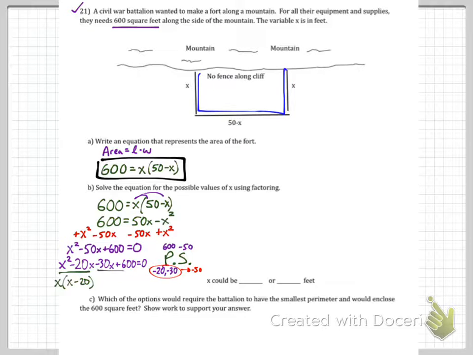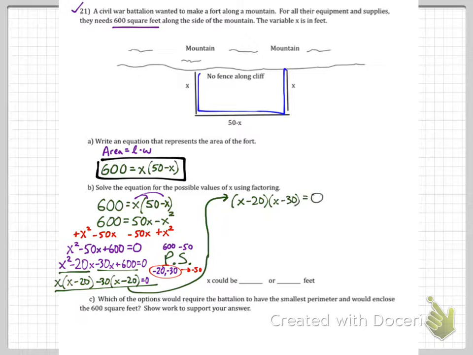Then we're going to factor, and I'm running out of room here. You need to get the GCF. Negative 30 is the GCF of the second two. Move this up here. So x minus 20 times x minus 30. That's step 2. We factored.